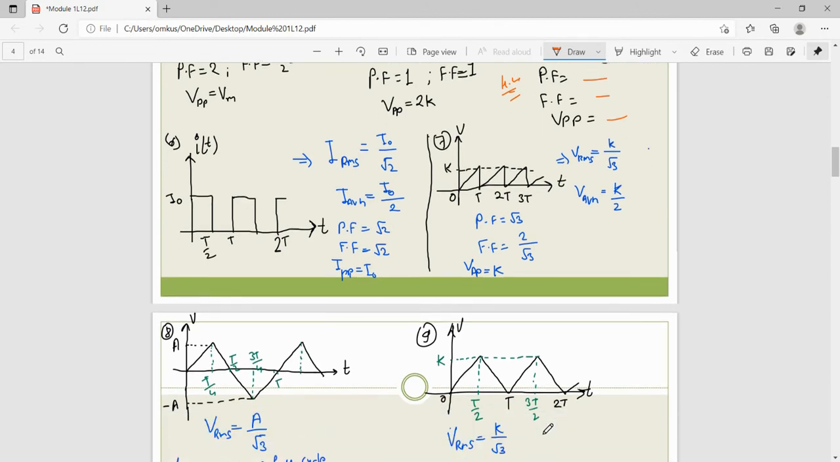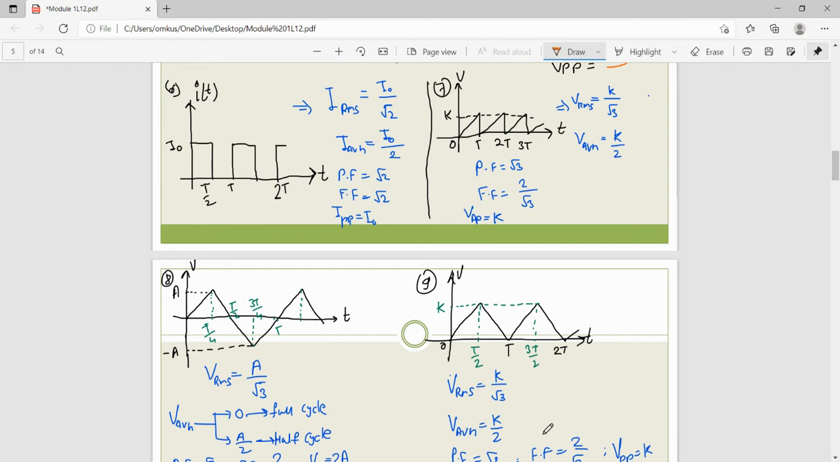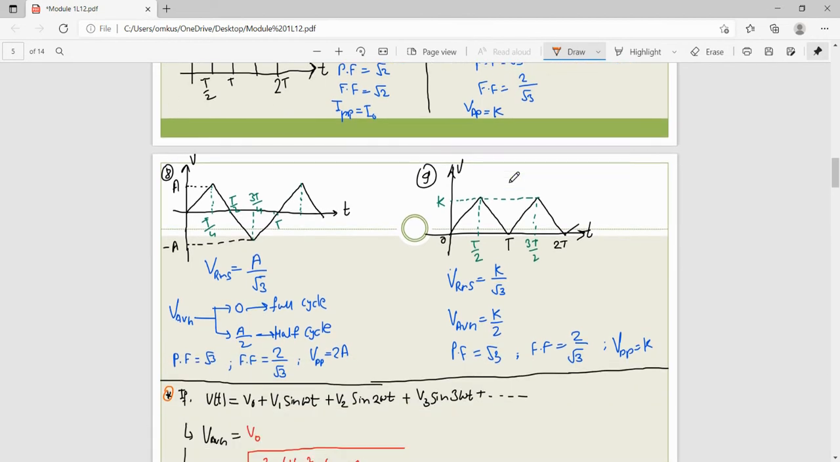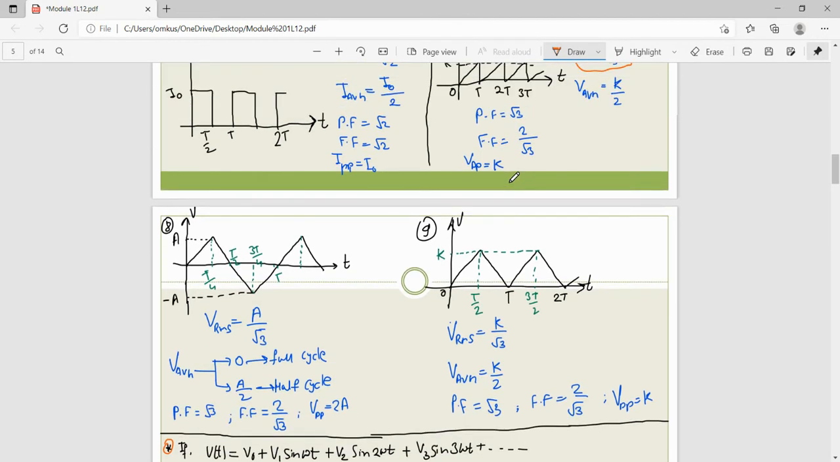So I hope this is clear. You have to note all these points and these particular constant factors of the RMS value and average value. While solving a problem, use them directly. There is no need to derive the expressions for that, for my subject.